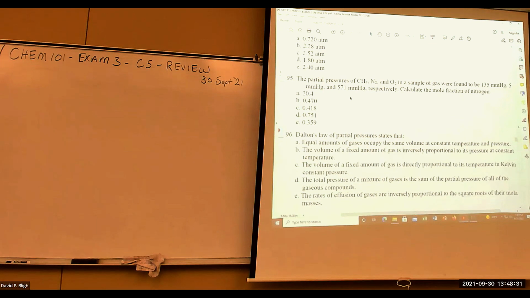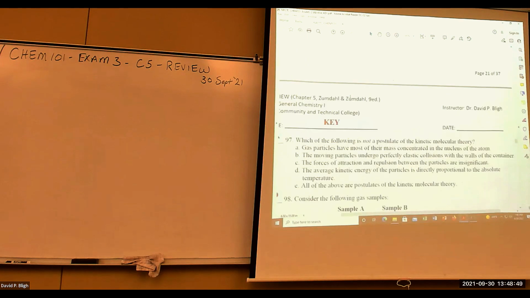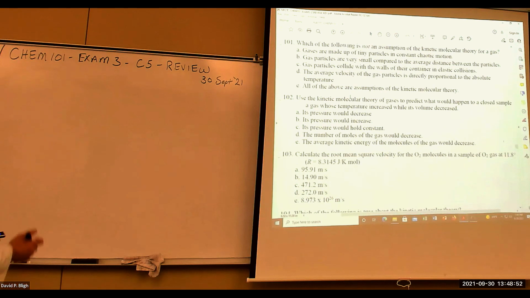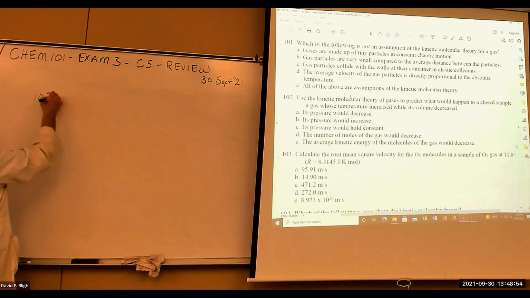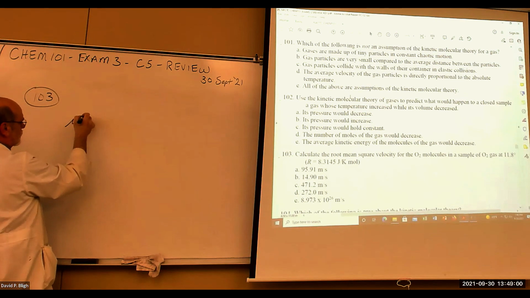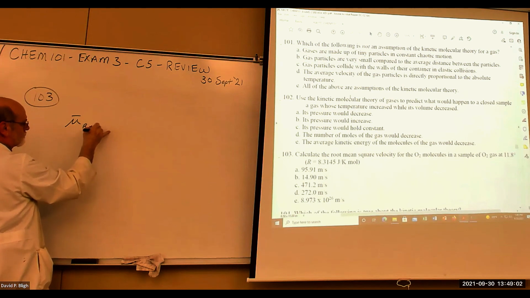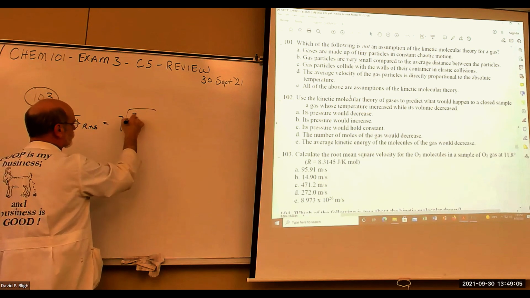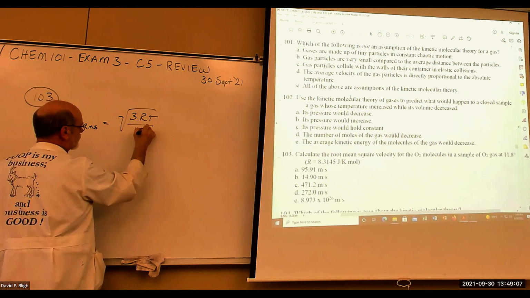All right. Let's see. 103 requires that you calculate the root mean square velocity for oxygen molecules in a sample at 11.8 degrees C. 103. Here we go. So 103 wants to know the root mean square velocity. Remember the formula for that? It's in your useful information. It's the square root of 3RT divided by the molar mass.